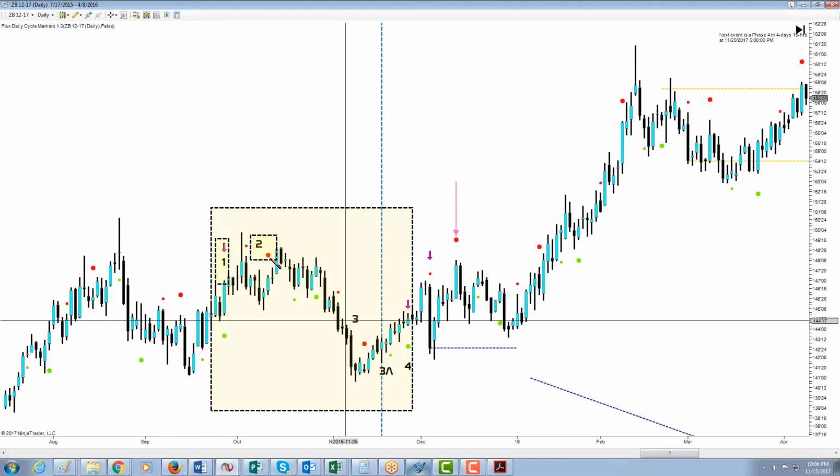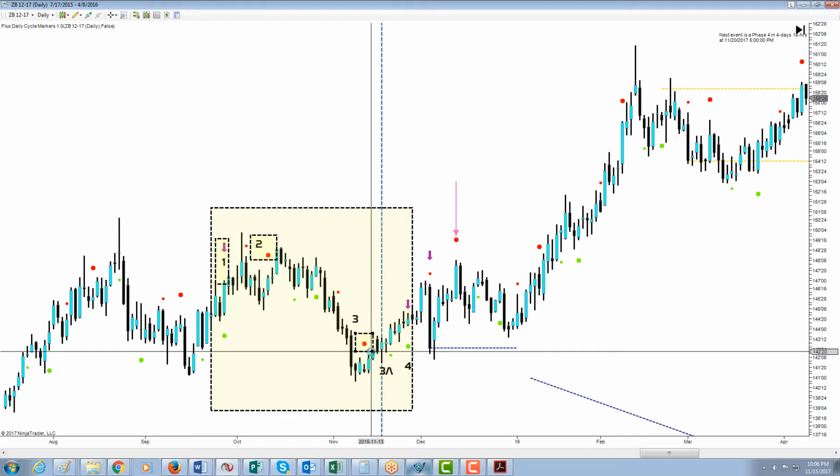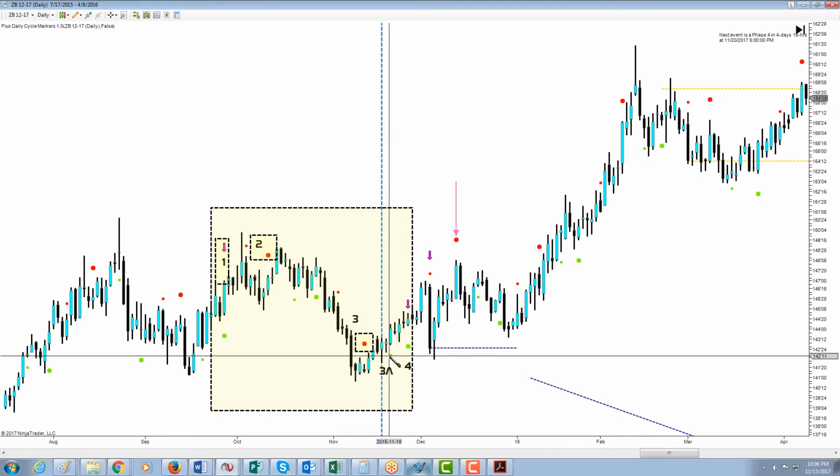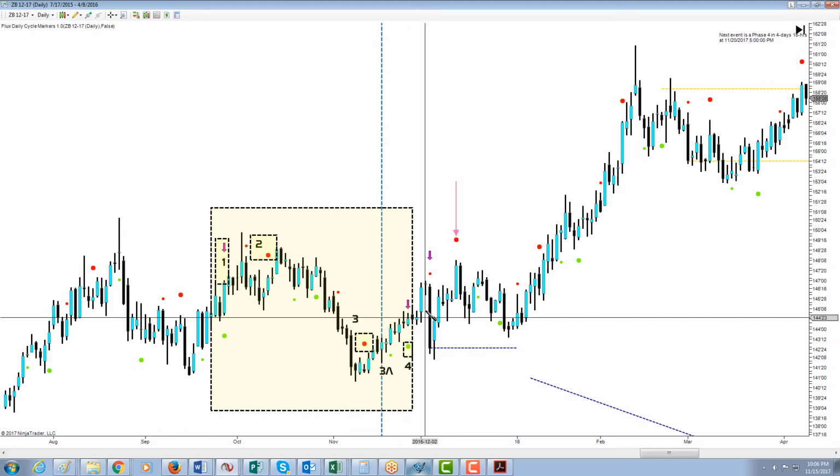There's that first fat red dot. Here's that second fat red dot down here in the corner. It occurs a little lower than the other one. And now look, there's our bottom, 3A. And there's our fat green dot right here.